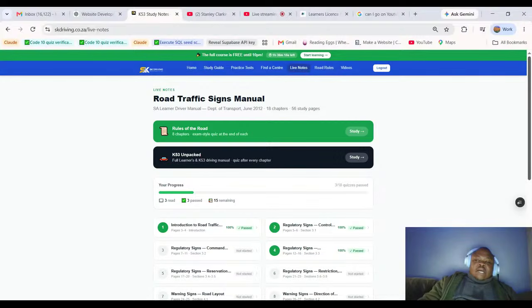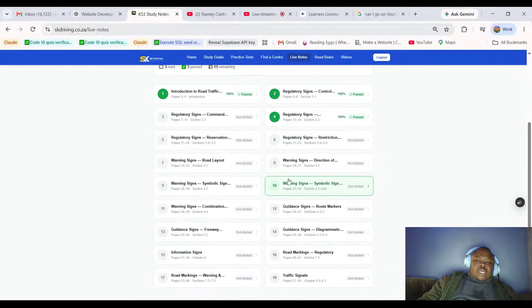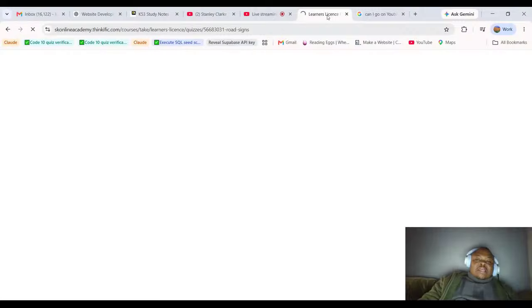Let's be done with warning signs for now. Let's see how many are remaining. We just did directionals, and tomorrow let's do symbols. Let's see if we cannot do three warning signs and be done by tomorrow, and then we'll move to guidance signs.